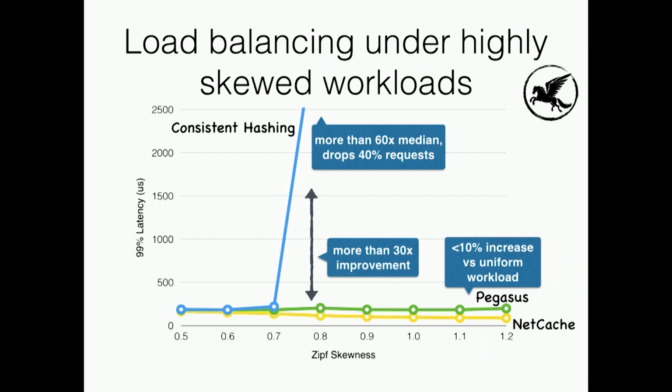We also ran a comparison system called NetCache, which caches application data in the programmable switches. We're able to get comparable performance to NetCache, while using much lower memory consumption on these programmable switches. We are able to only store metadata instead of application data.